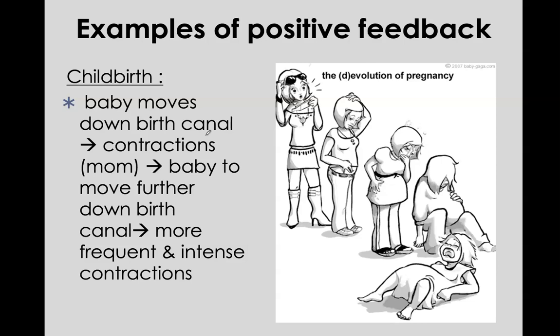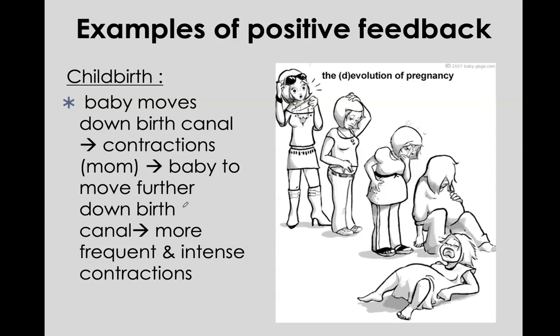As the uterus contracts, it's going to push the baby down even further in the birth canal, which is going to stimulate more frequent and more intense contractions. So as you can see, the change here is going to stimulate further change. The change being that the baby moved down the birth canal, so there's your initial change. The response is the uterine contractions, which are going to move the baby even further down the birth canal. So again, enhancing what the original stimulus had. So this is why it's a positive feedback mechanism.